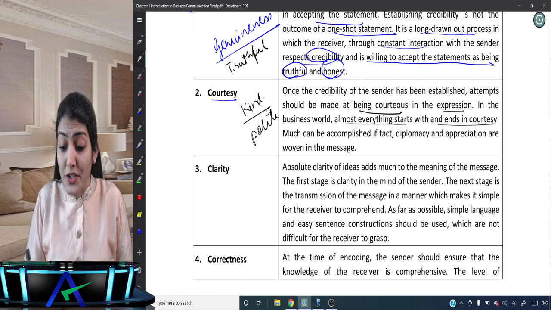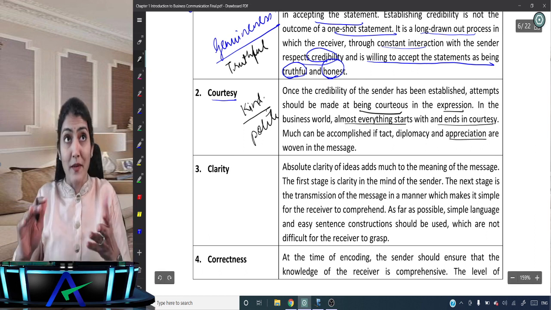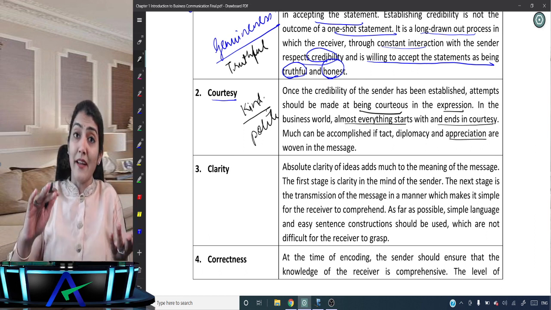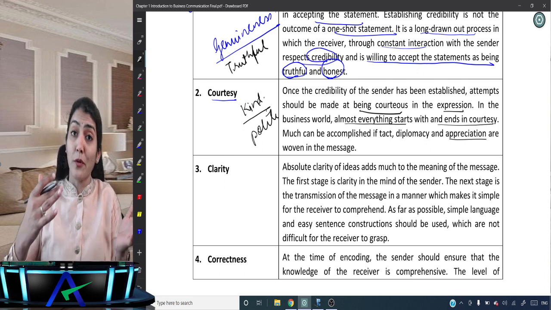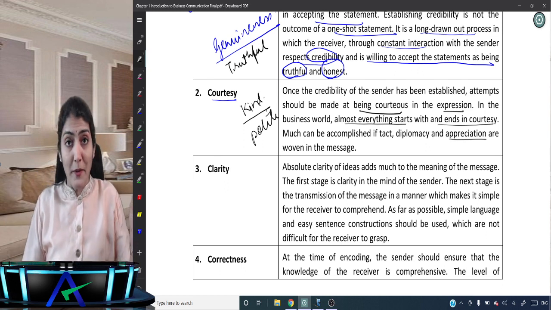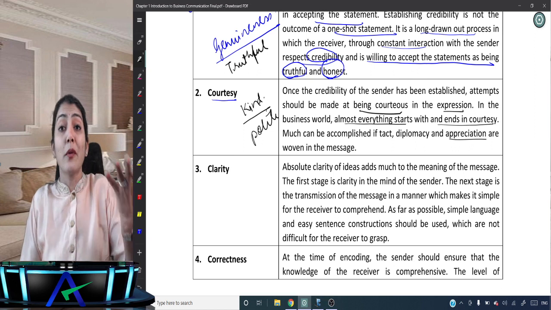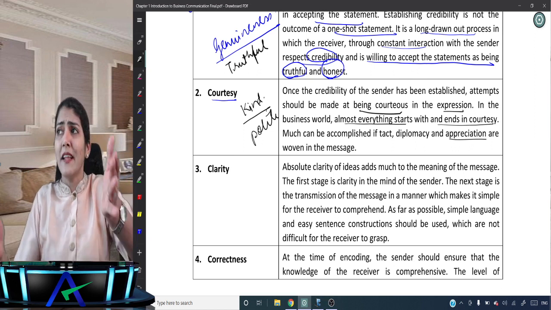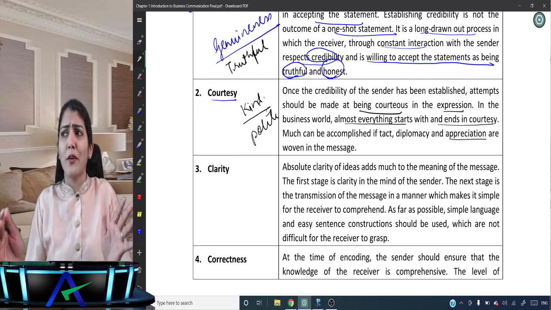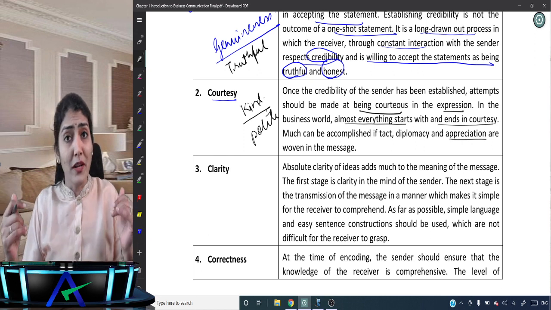And appreciation is woven in the message, because some things you may like, some you may not like, so you also mention what you like and not only what you don't like. You should appreciate what is liked and then diplomatically state whatever you are not agreeing with or whatever you don't like.